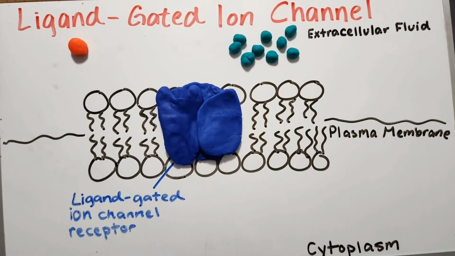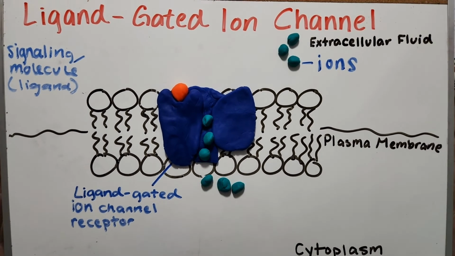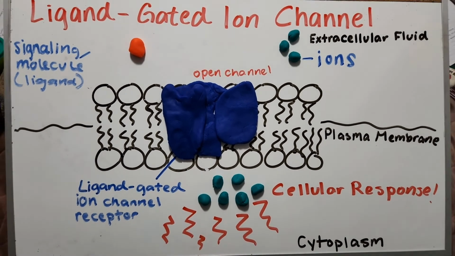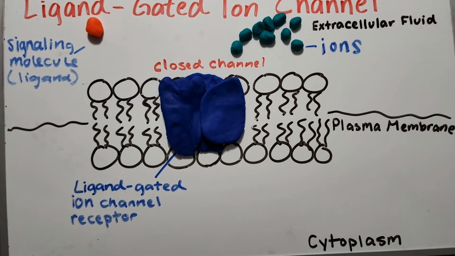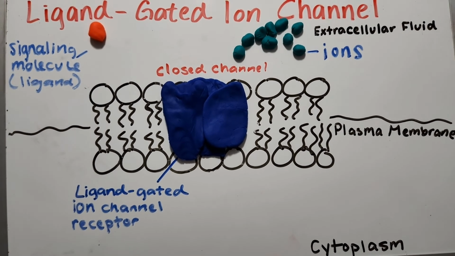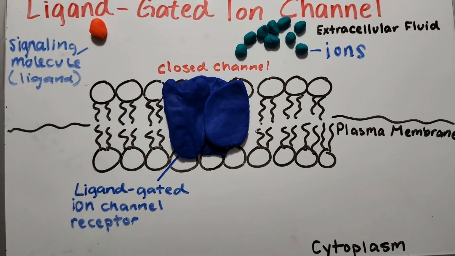Ligand-gated ion channel occurs in the plasma membrane, and within the plasma membrane, we have a ligand-gated ion channel receptor that is closed. Then in the extracellular fluid, we have a signaling molecule ligand and our ions present. The pathway starts off as a closed receptor. Then the ligand, our signaling molecule, will bind to the receptor.